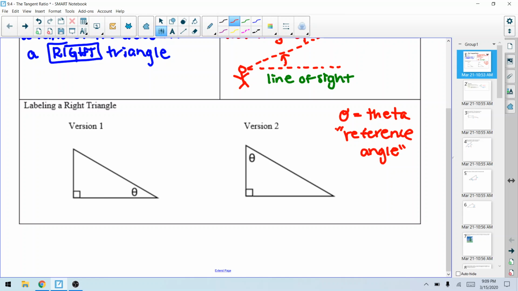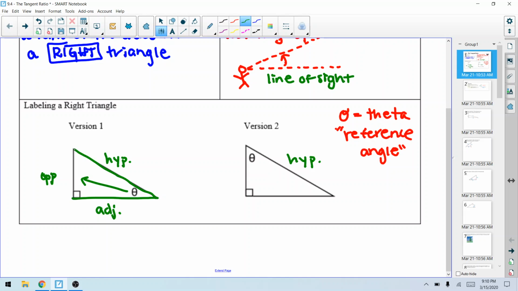So on both of these triangles, we're going to start with the hypotenuse. On both triangles, the hypotenuse is the same. Keep in mind it's the longest side, the slanted side, the side across from the 90-degree angle. On version 1, if we look at theta in the bottom right-hand corner, and then I go across the triangle, this would be your opposite side, which means this is your adjacent side, which is the side that is actually touching theta. That is not the hypotenuse, because the hypotenuse also touches it, but it's the side that touches it that's not the hypotenuse.